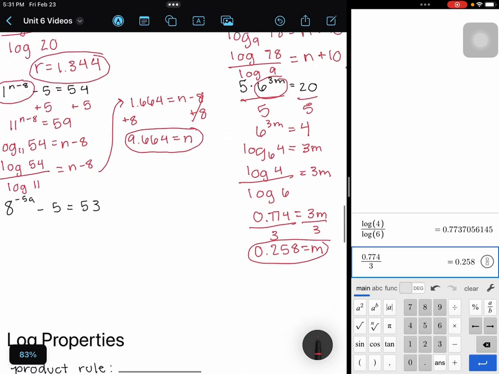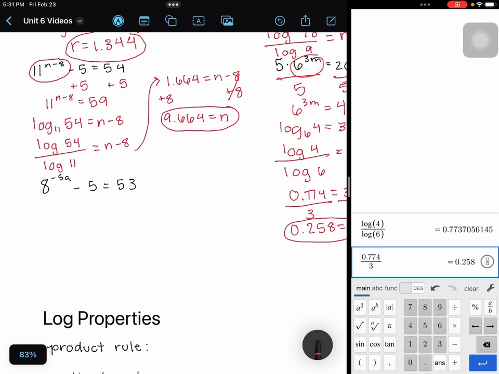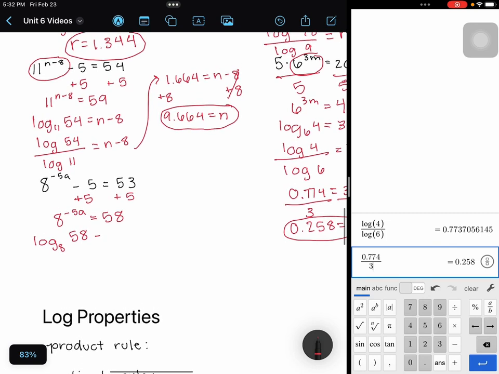Okay. And then our last example. All right. So for this one, again, we're going to add 5 to both sides to isolate the exponential. Then we're going to rewrite in log form. We can never take the log of a negative number. So if a problem asks you to start taking the log of a negative number, that's actually going to be a no solution problem.